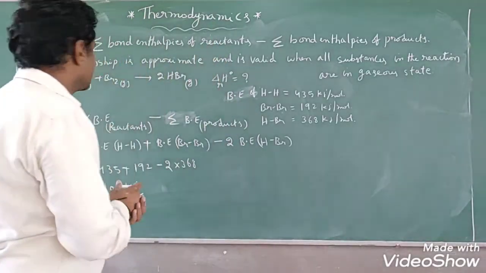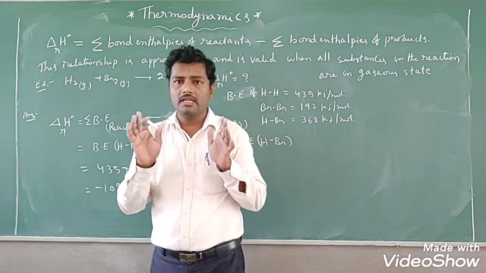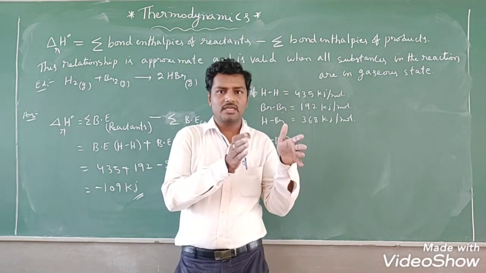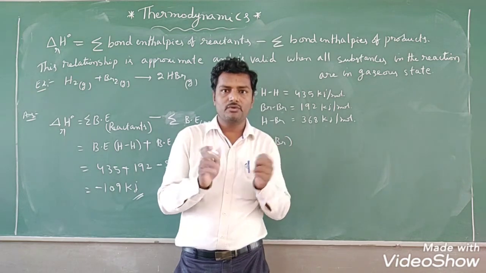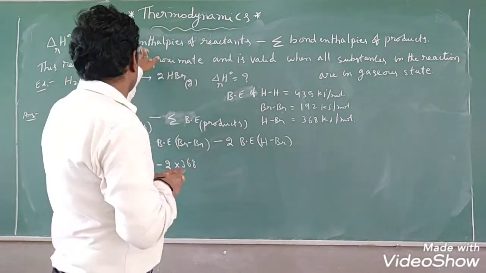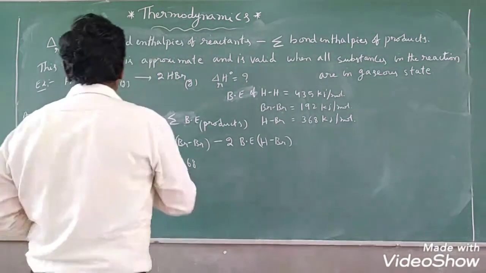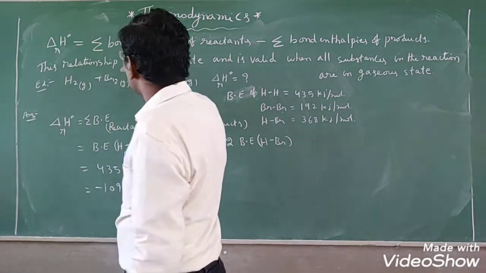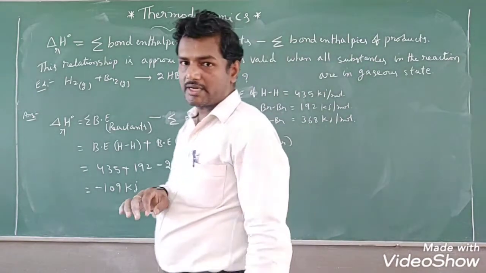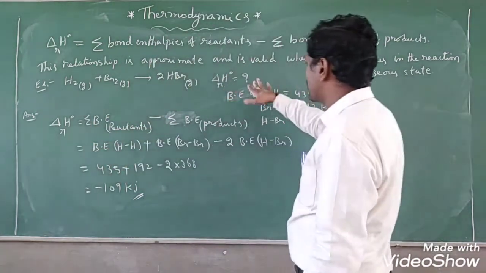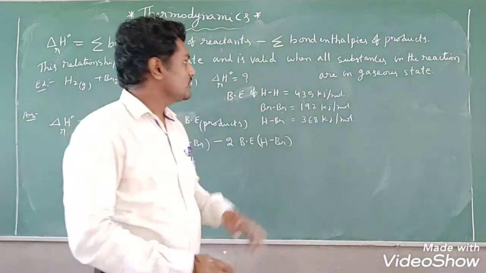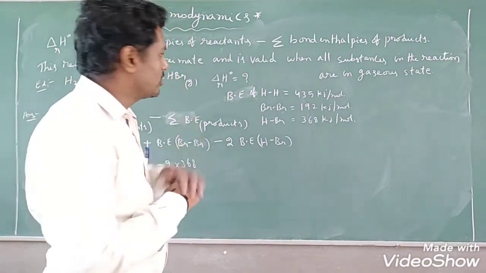Let us see, students, suppose we have taken any chemical reaction where, for all the reactants and products, the bond dissociation enthalpies or bond enthalpies are known. Then we can calculate the enthalpy of the reaction using this relation. The enthalpy of the reaction is equal to the summation of bond enthalpies of reactants minus the summation of bond enthalpies of products. This relationship is only approximate and is valid when all the substances in the reaction are in a gaseous state. Only then can we use this relation. We have to keep that in mind, students.